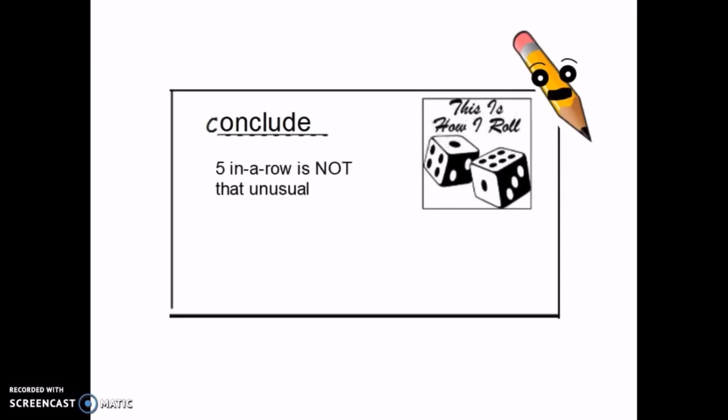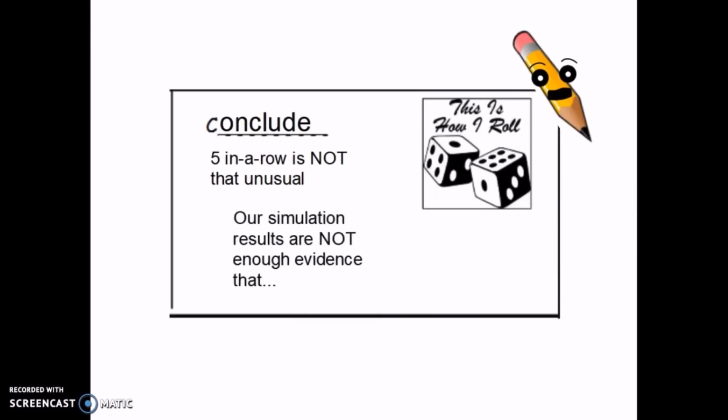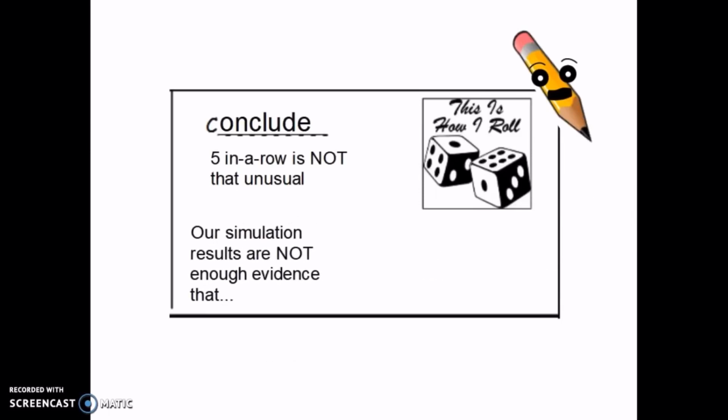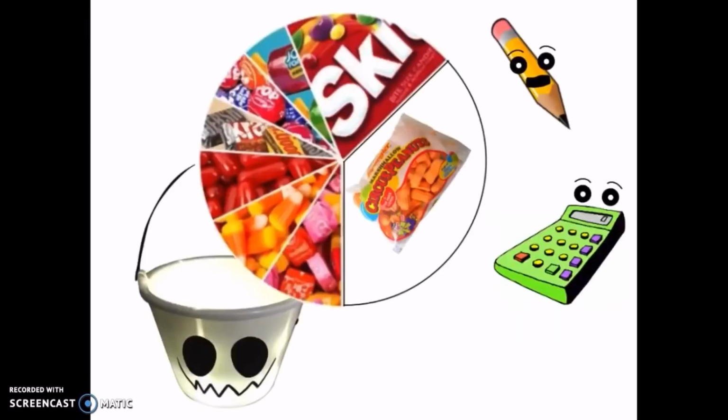Thank you, Jarod. In the conclusion, 5 in a row is not that unusual. Our simulation results are not enough evidence that. And we now have the idea that maybe we should do more simulations, or maybe that we need to look at other types of data.